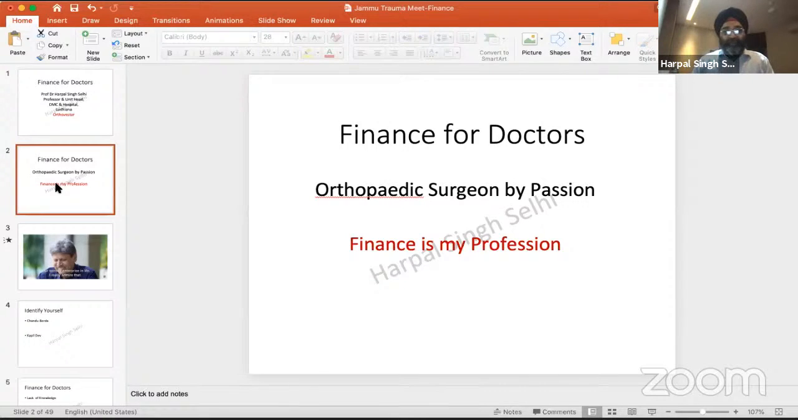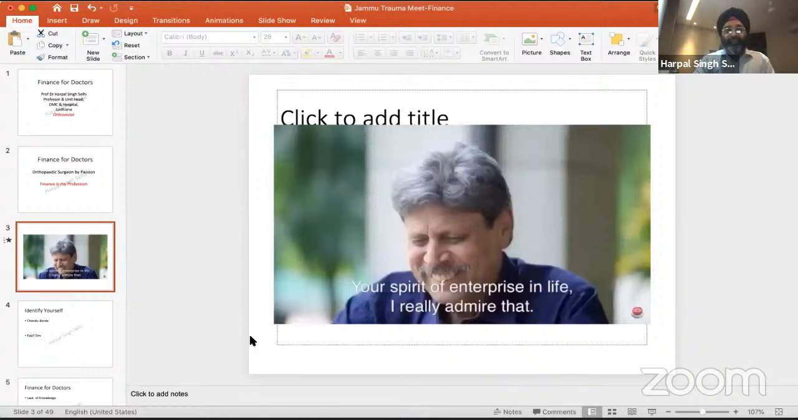The simple reason is I don't work for money. I don't do orthopedics for money. I do it for my passion, and even if I have to do it free, I would do it. So just hear this little video of Kapil Dev.